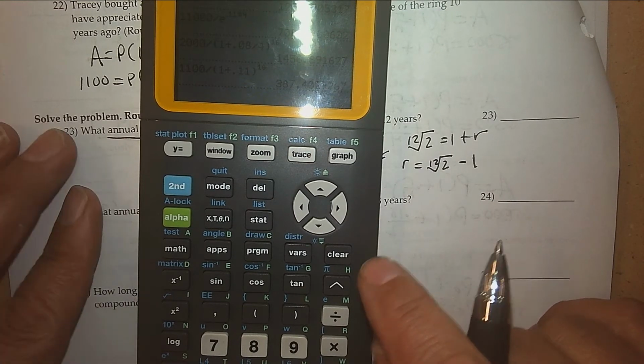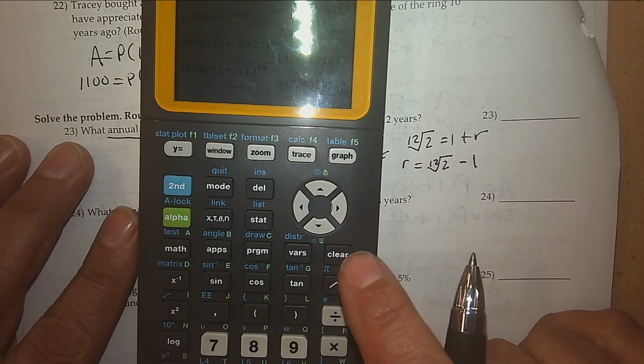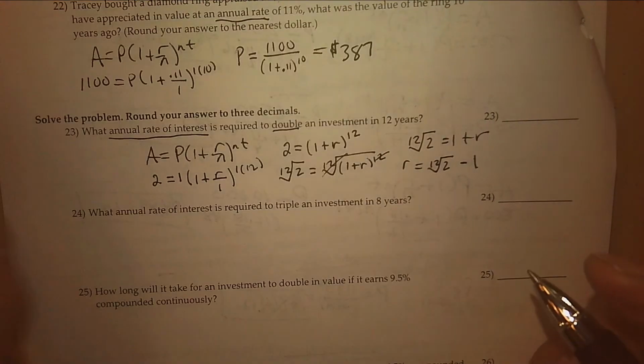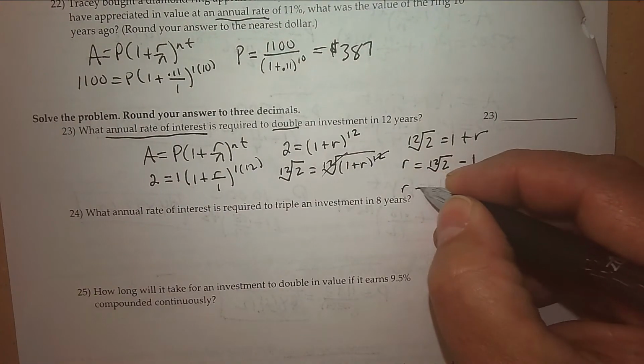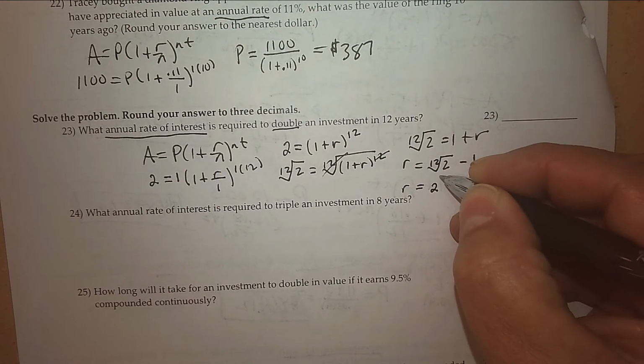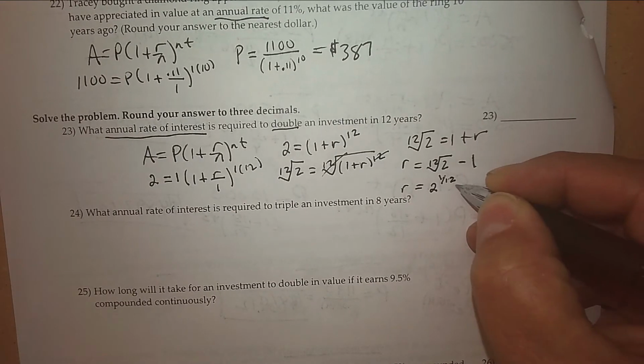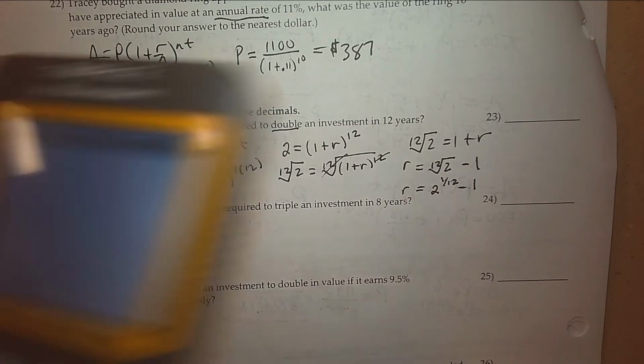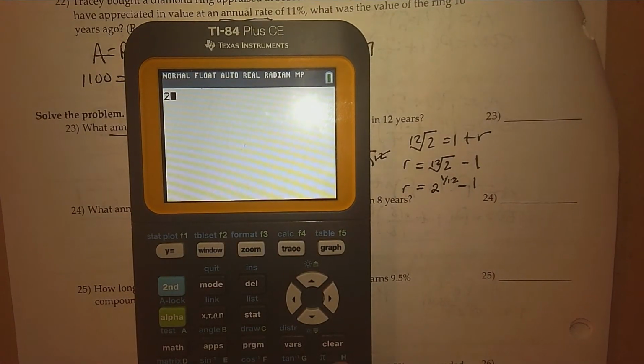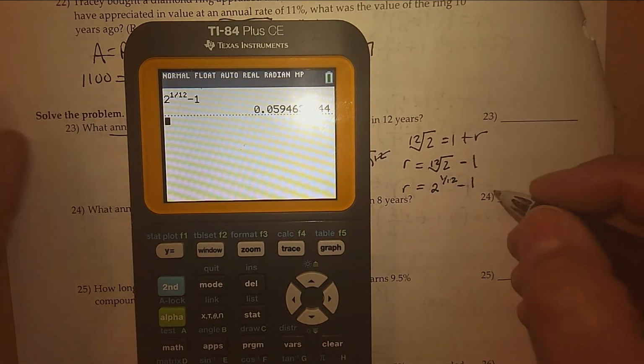So I have to think about it exponentially. So to do that, all radicals can be written as an exponent. The 12th root simply means to the exponent 1/12. That's what it means. Subtract 1. So that's what I'm actually going to put in my calculator. So 2 to the exponent 1/12. And then once I put it in there as 1/12, I'm going to subtract 1. That's going to give me the answer I'm looking for.